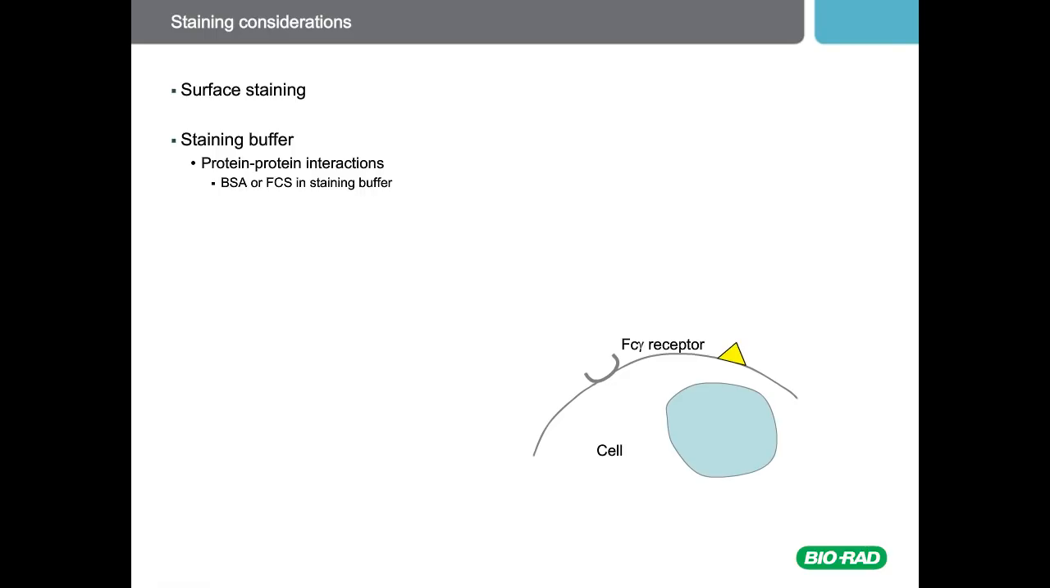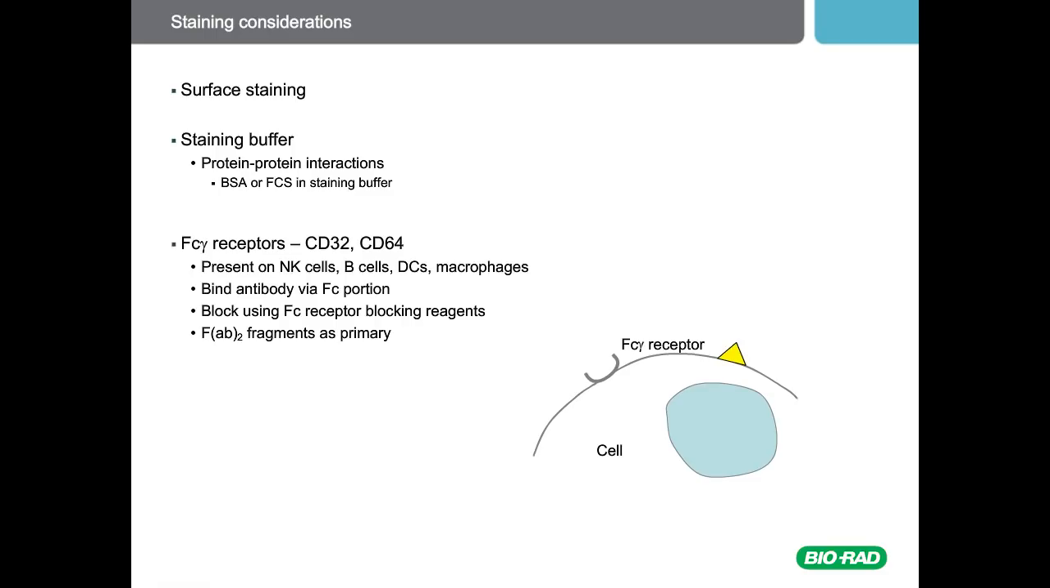The cells are washed to remove excess antibody and can be analyzed straight away or fixed for analysis at a later date. However, some cells, such as NK cells, B cells, dendritic cells and macrophages, have Fc gamma receptors on their cell surface. Fc gamma receptors allow antibodies to bind via the constant region of the antibody, leading to increased background staining. Pre-incubation with an Fc blocking antibody for about 10 to 15 minutes will prevent binding of other antibodies via the Fc portion. You can then continue staining as previously described, making sure you don't wash off the Fc block to ensure you get specific staining.